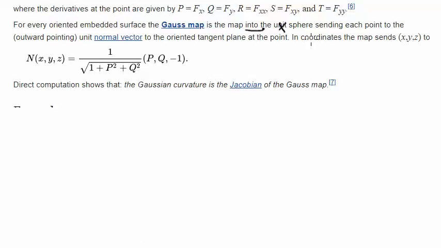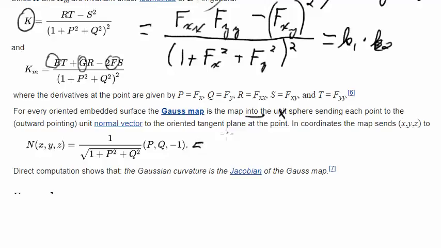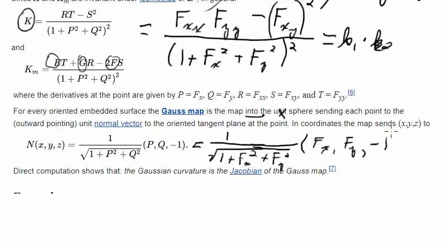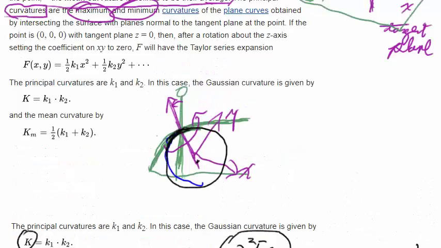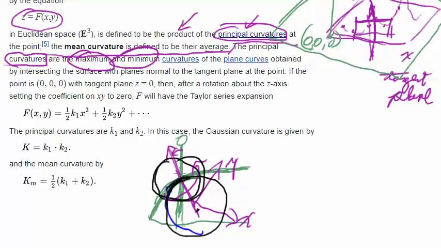Anyway, in coordinates, the map sends (x, y, z) to the normal N(x, y, z) equals, let's see how this goes, translate that into: the square root of 1 plus p squared plus q squared, where p was f sub x, del f del x, and q was del f del y. And then this is (f sub x, f sub y, negative 1). Okay, so I think I see what they mean by unit sphere now. They are just imagining a circle around this center point, and pointing the vector right there.